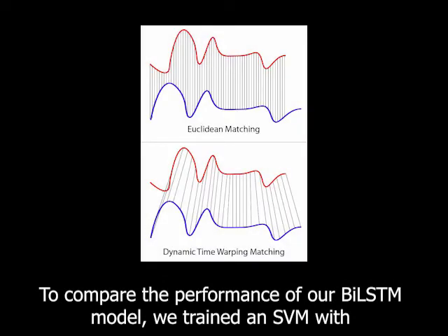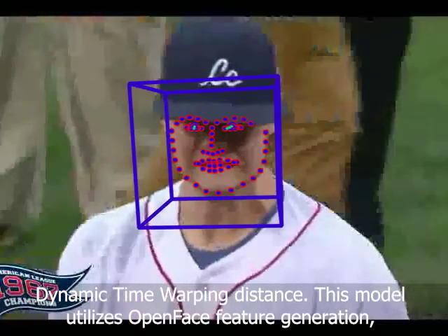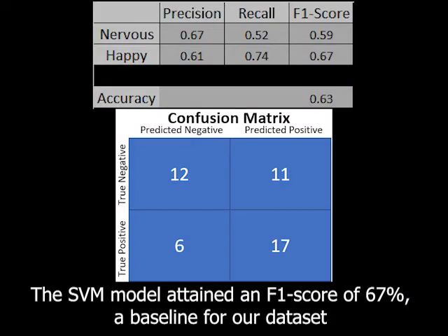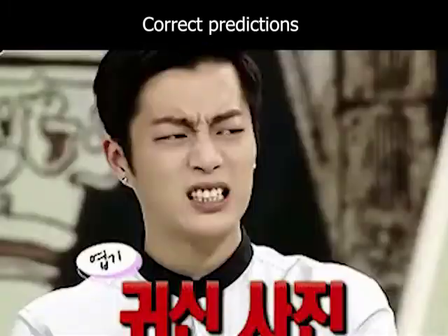To compare the performance of our Bi-LSTM model, we trained an SVM with dynamic time warping distance. This model utilizes OpenFace feature generation. OpenFace detects AU intensity from the training examples. The SVM uses this to make its predictions. This model attains an F1 score of 67%, a baseline for our dataset. Here are some correct predictions. Now, some incorrect predictions.